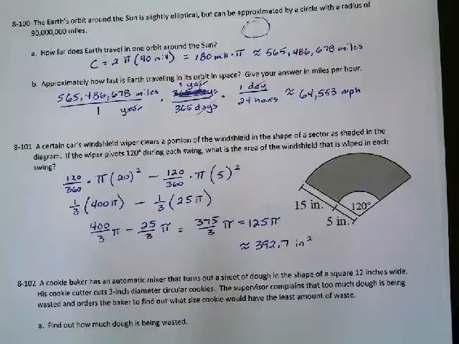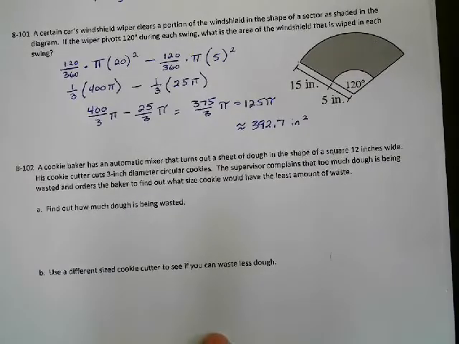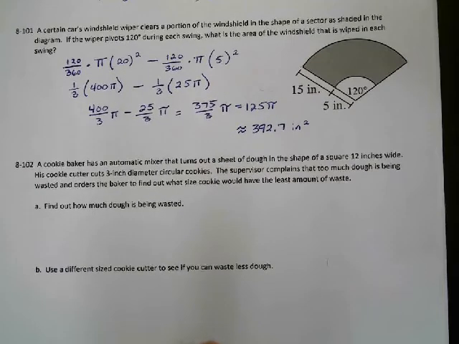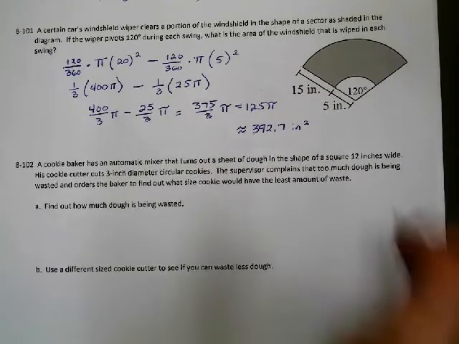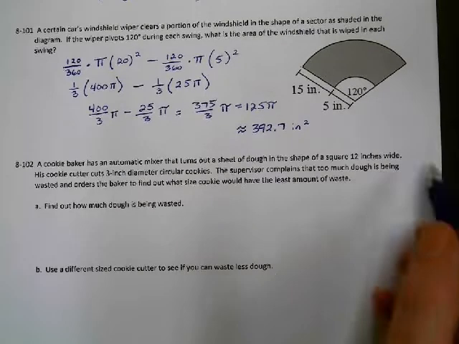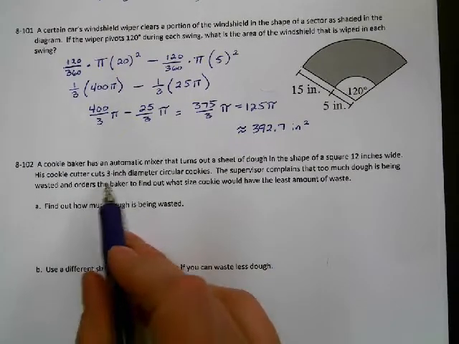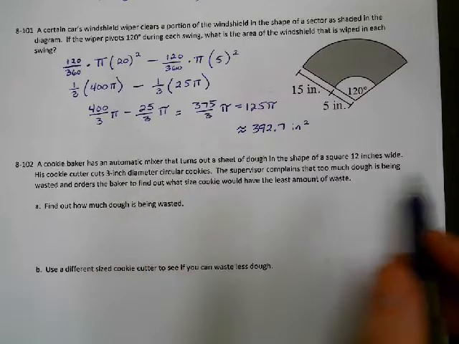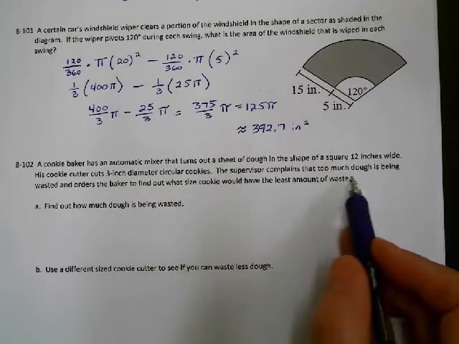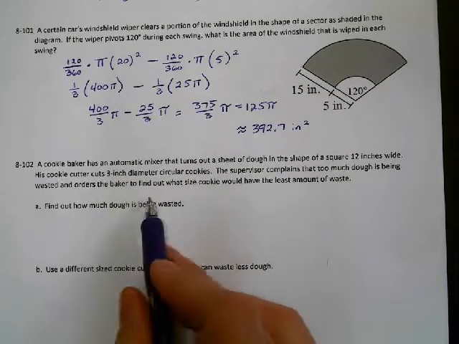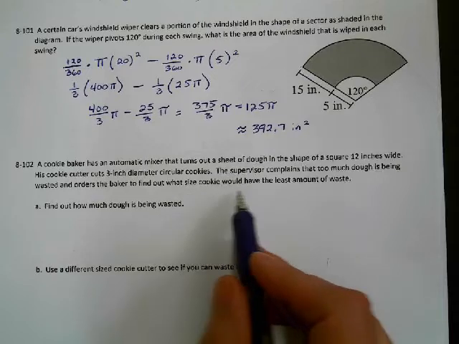All right, last one. A cookie baker has an automatic mixer that turns out a sheet of dough in the shape of a square that's 12 inches wide. His cookie cutter cuts 3-inch diameter circular cookies. The supervisor complains that too much dough is being wasted and orders the baker to find out what size cookie would have the least amount of waste.